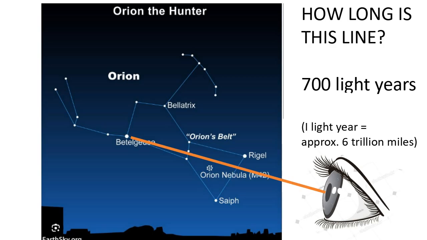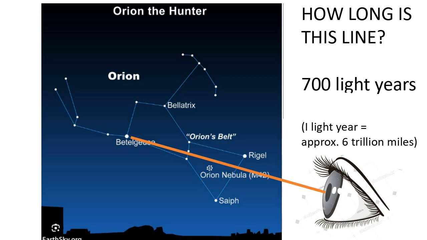A light year is the space that a parcel of light travels in 1 year, which is approximately 6 trillion miles. So it's 700 times 6 trillion miles that tells you how far it is. I'll leave you to do the maths, but it's something like about 45 trillion miles, I think. That's a pretty long line.